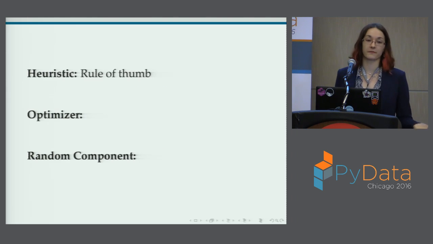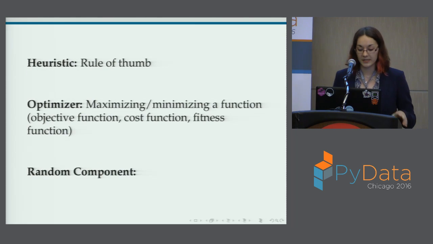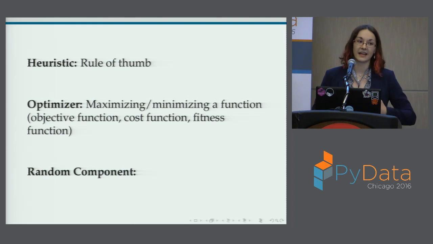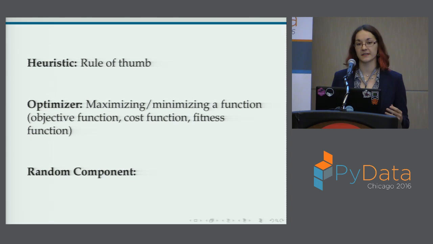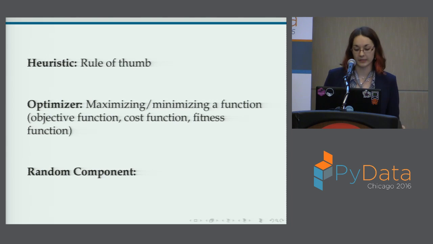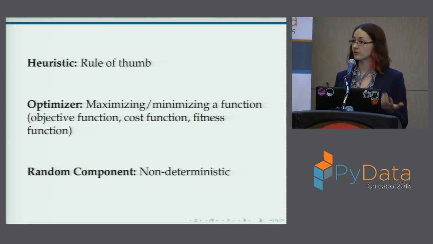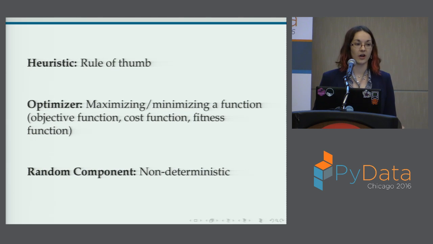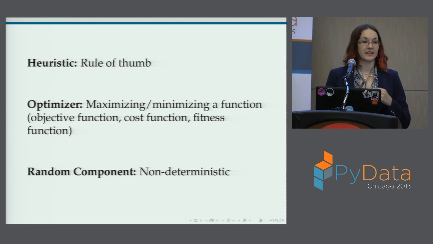Heuristic just means a rule of thumb, right? We can't guarantee that we're going to find the absolute best answer. We're using heuristics to do it. An optimizer means that we're maximizing or minimizing some function, and depending on what field you're coming from, this may be called different things. It may be called an objective function, a cost function, or a fitness function. I'm going to try to be consistent throughout and use fitness functions, but just so you know, these are all basically equivalent. And the random component just means that it's non-deterministic. There are heuristic strategies like greedy solutions that don't involve any randomness at all. But what I'm going to focus on today are algorithms where you're making some changes based on randomness, where you're initializing solutions based on randomness.